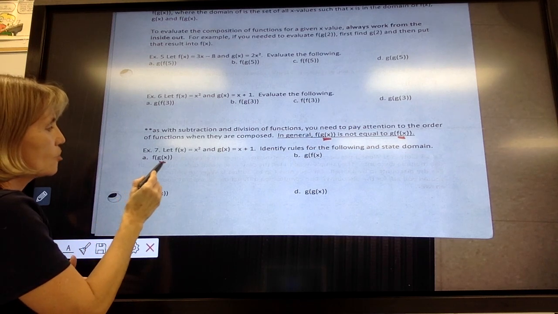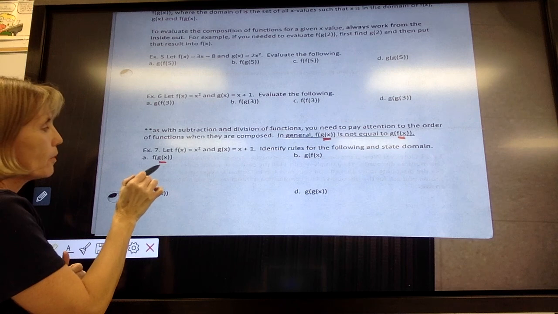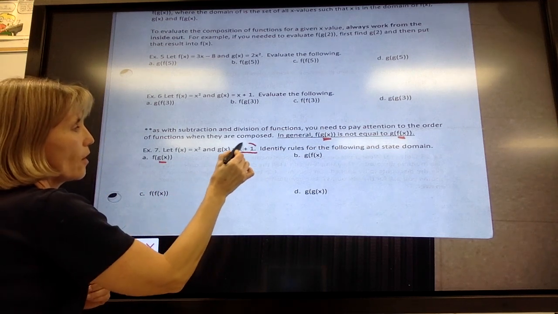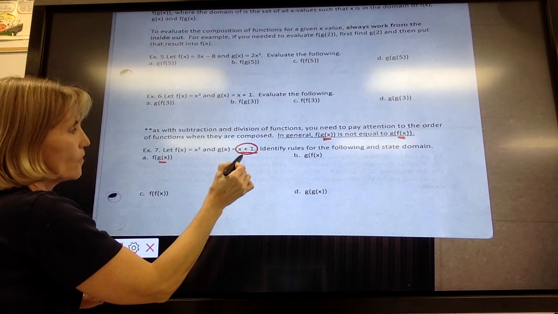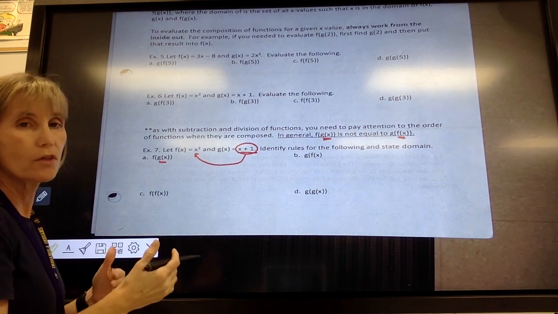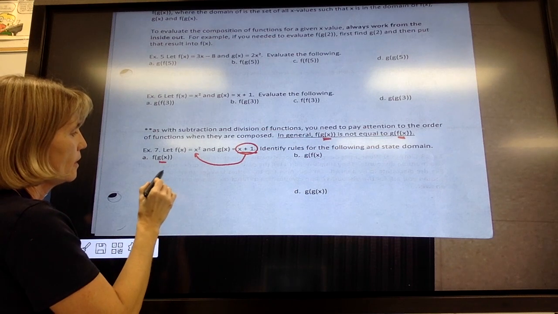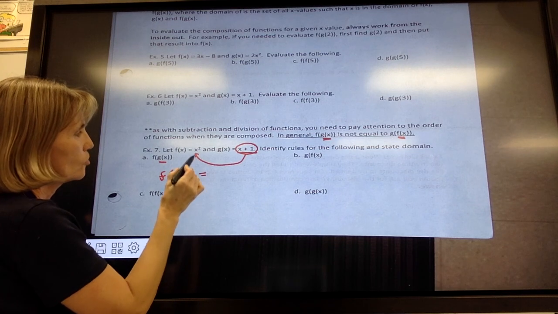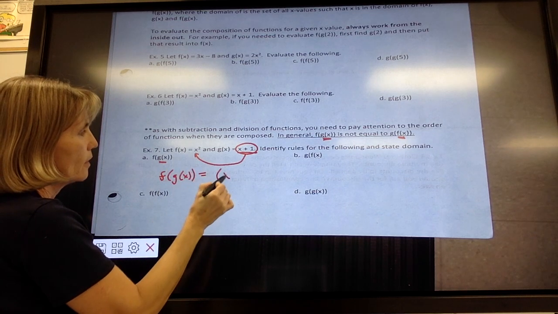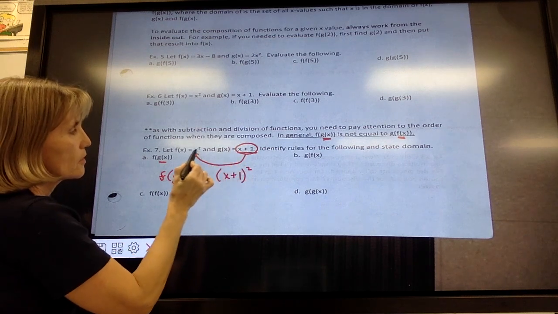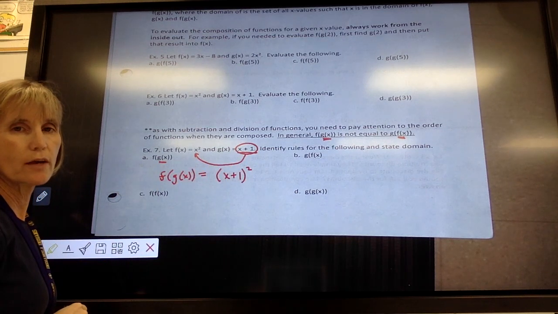This is probably the hardest composition to do because we don't have numbers to work with. Here it says take the g of x function and plug it into f of x. So g of x is x plus 1. I'm going to take that whole thing, that all represents g of x, and I'm going to plug it into the f of x function for the x. So I'm going to say that f of g of x is equal to, if I plug it in for x, I'm going to get x plus 1 quantity squared. So all of this is being plugged in or substituted for the x.